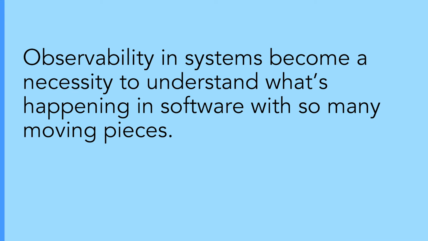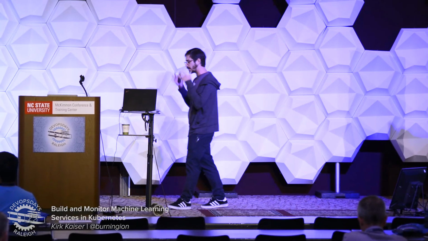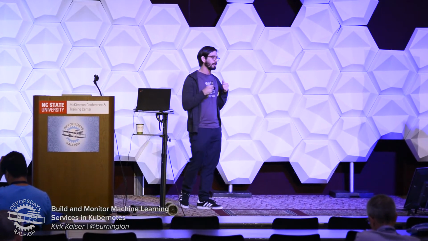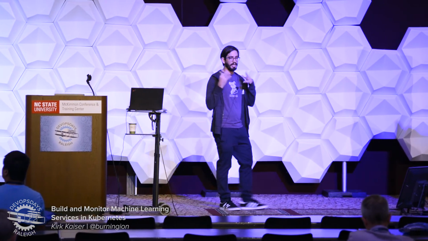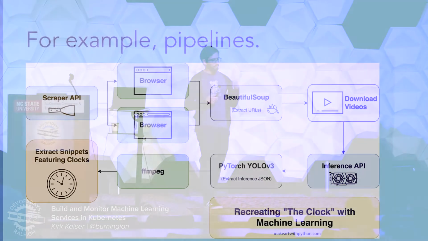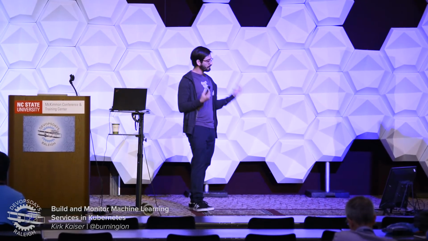And so when we get to having all these moving pieces, especially with something like Kubernetes, observability in your systems becomes a necessity. We can no longer keep the entire state of the architecture of our systems in our head, and it's more and more becoming a thing where no one person can maintain the entire state of our systems within their head at a time. So my favorite example of the instance where you'll need observability is pipelines. So this is from that project that I talked about before. And so I have a scraper API.